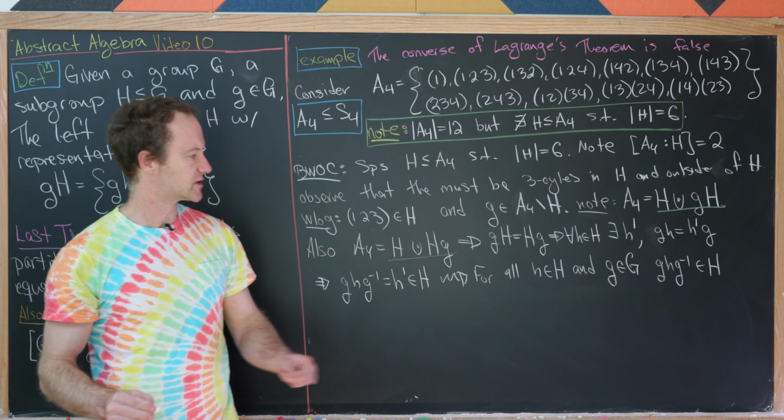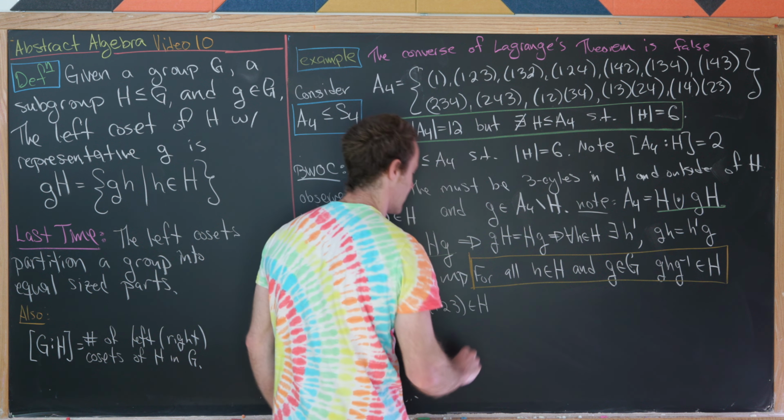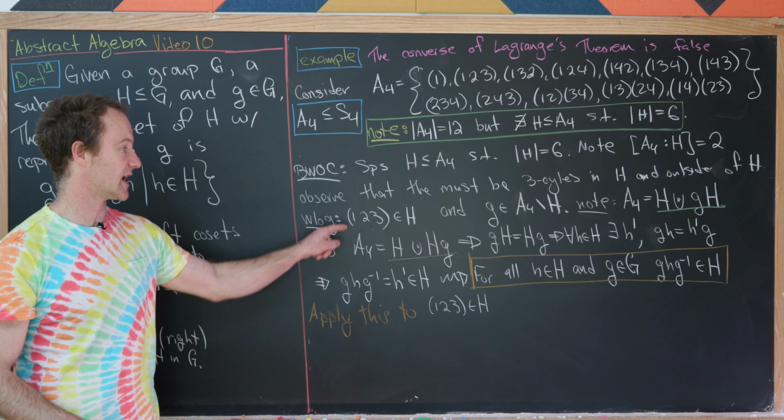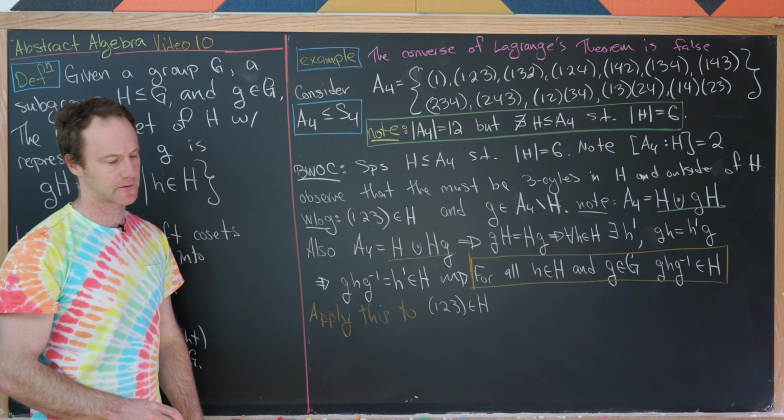So now we'd like to apply this setup. And just to be clear so that we know what I mean by this setup, I mean this rule right here, which I'm boxing in orange. And then we'll write that here. So apply this to the element (1 2 3), which, like we said before, we decided was inside of H by this right here.